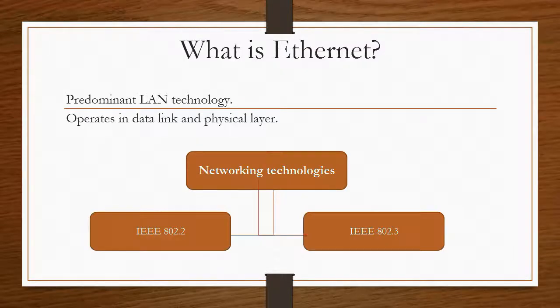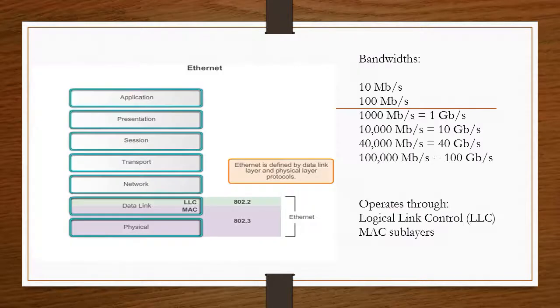Ethernet is the predominant LAN technology in the world. It operates in the data link layer and the physical layer. It is a family of networking technologies that are defined in the IEEE 802.2 and 802.3 standards. It supports data bandwidths that go from 10 megabits to 100,000 megabits.